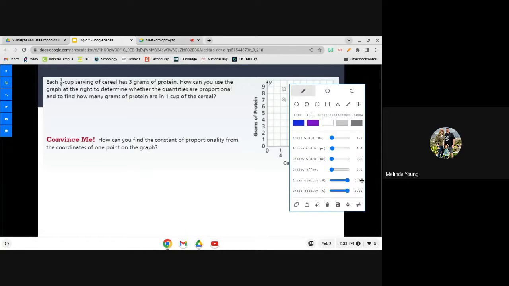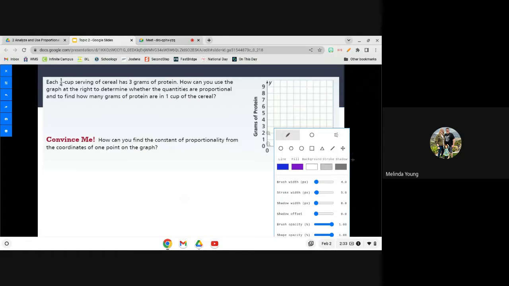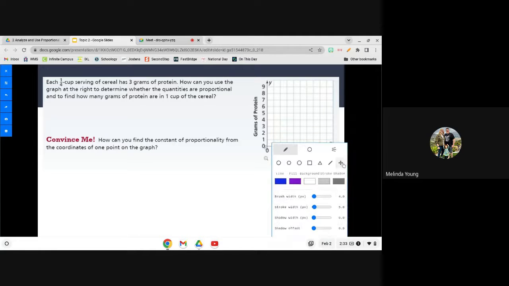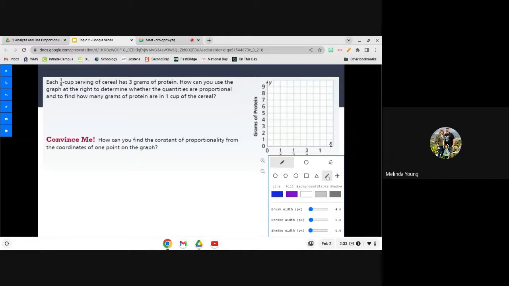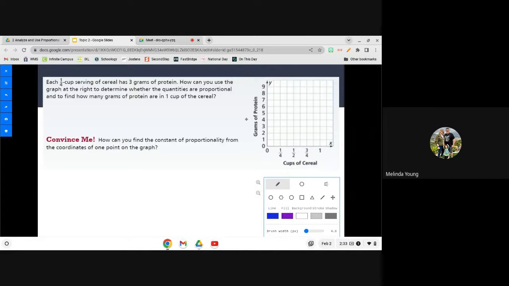All right, so again, I am going to, hold on, move this first. And then I'm going to take this information and start to graph it.